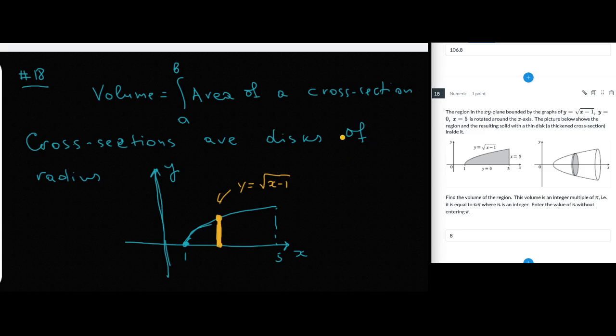And so the radius r of each cross-section will be exactly the length of this cross-section, and since this cross-section goes from y equals 0, right, this point right here is y equals 0, goes up to y equals square root of x minus 1, the length of this cross-section of the region is square root of x minus 1, and then when we rotate that line segment about the x-axis, we get a disk of this radius, square root of x minus 1.